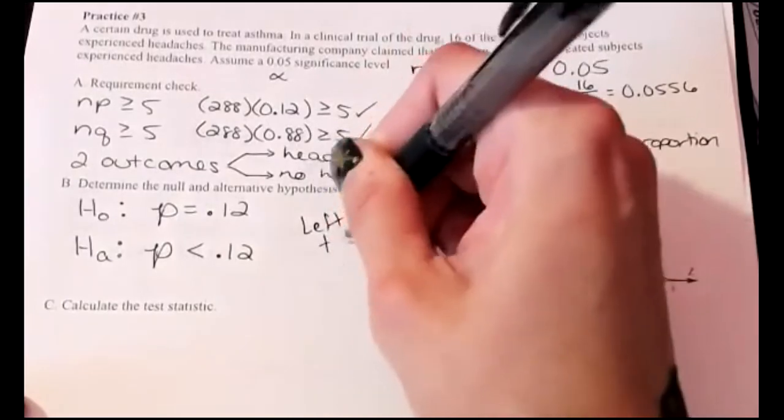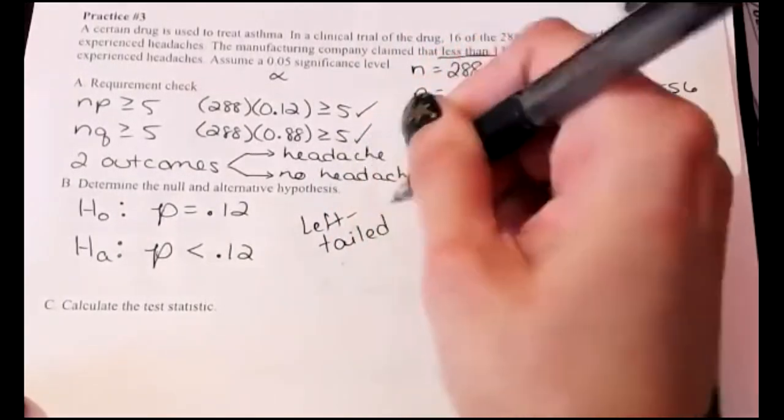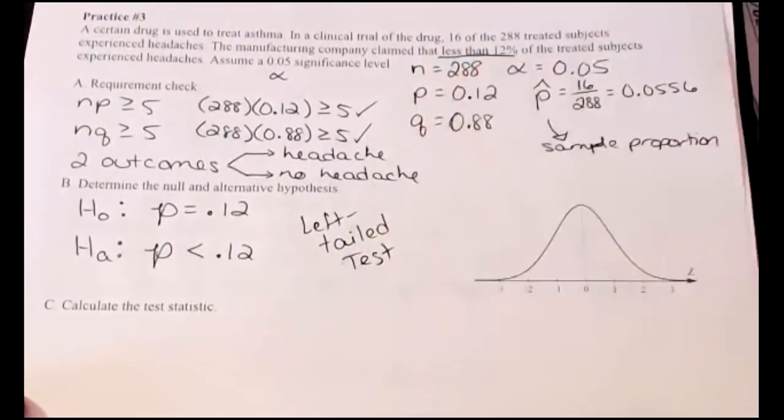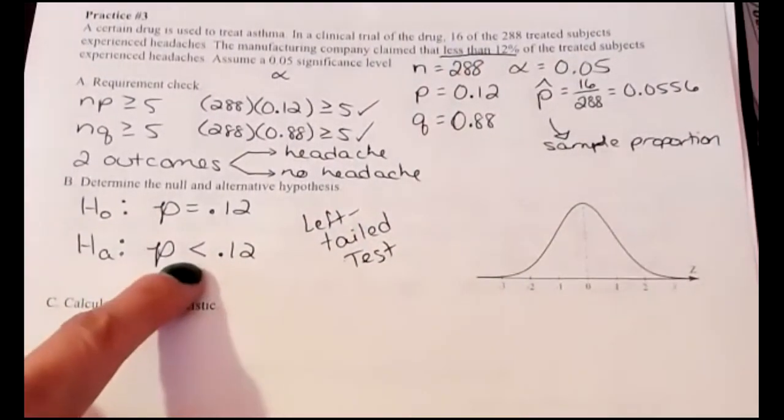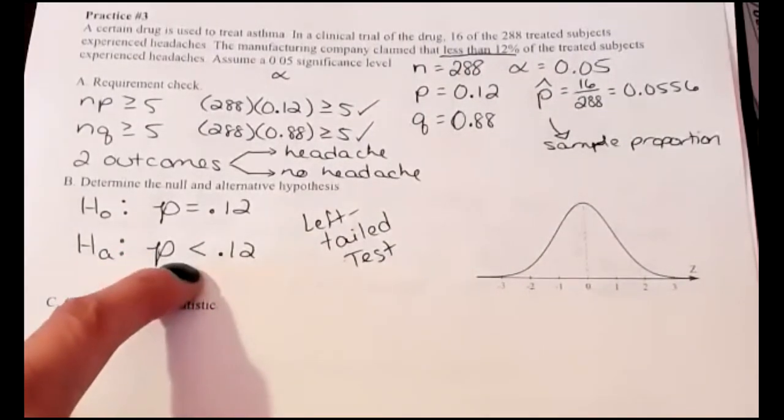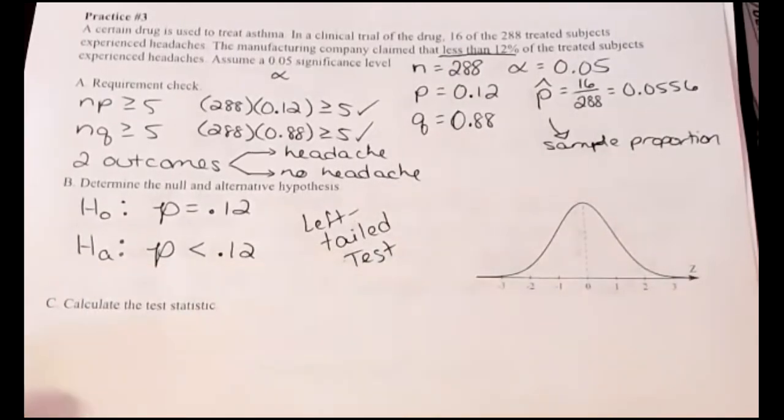How do you know? Because the alternative is less than 0.12. Perfect, because the alternative is less than. If this were greater than, it'd be a right-tailed test. If this were not equal to, it'd be a two-tailed test. Very nice. So we want to go ahead and we want to calculate the test statistic.